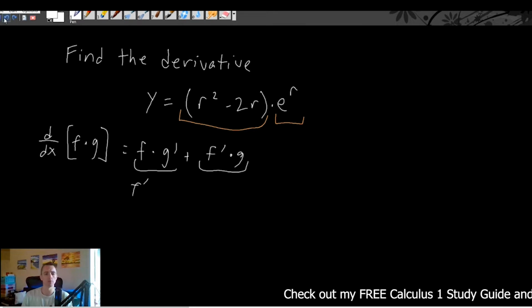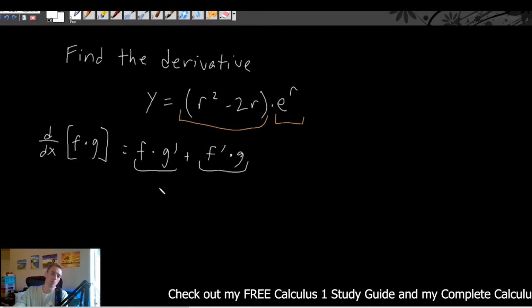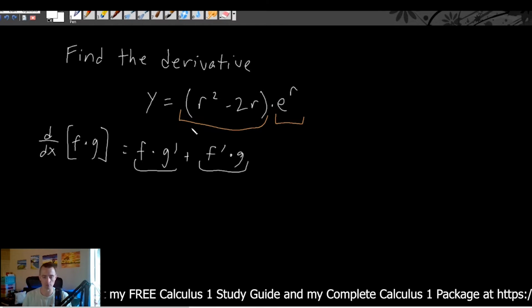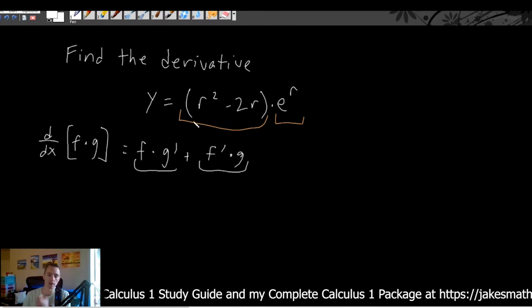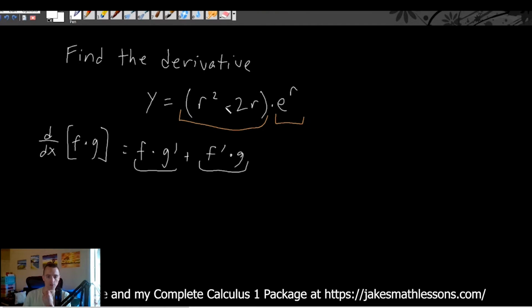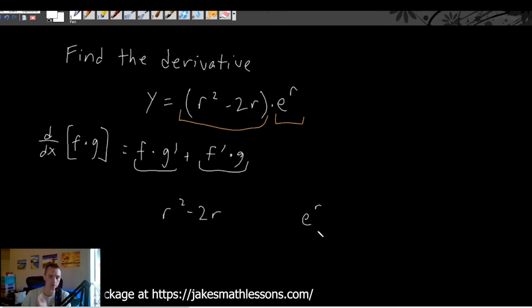Like I said, the way that you want to think about these product rule problems, if we can ignore the formula for a second, is to think about what process we want to go through. I've already pointed out that we have the product of these two things here, r squared minus 2r being one of those things and e to the r being the other thing.